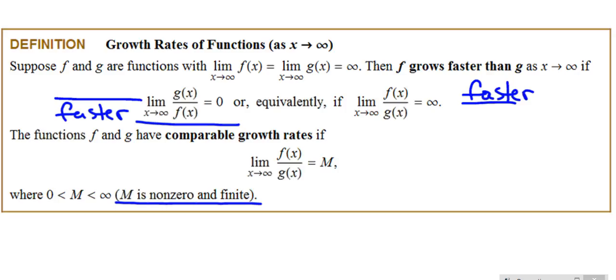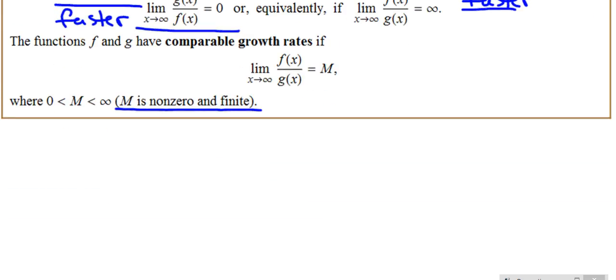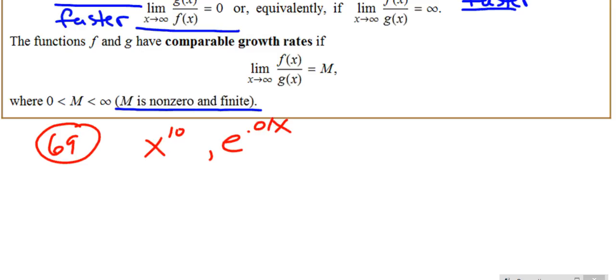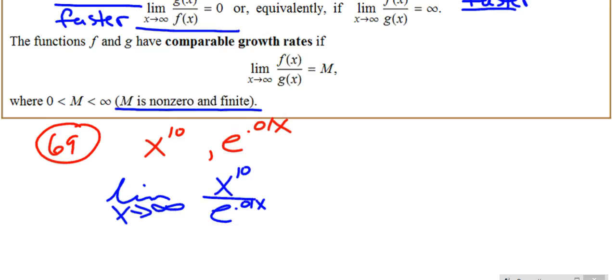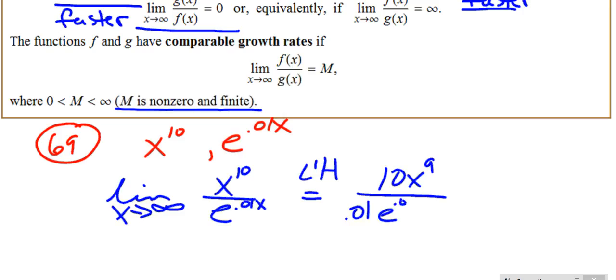So I'm going to do at least one example, and there is a list on the next page that does list growth rates. For this one, we're going to go ahead and do example 69, given x to the 10th and e to the 0.01x. We want to compare which one grows faster. So I'm going to say the limit as x is approaching infinity of x to the 10th over e to the 0.01x. And then I'm going to apply L'Hopital's rule. I get 10x to the 9th over 0.01 e to the 0.01x.